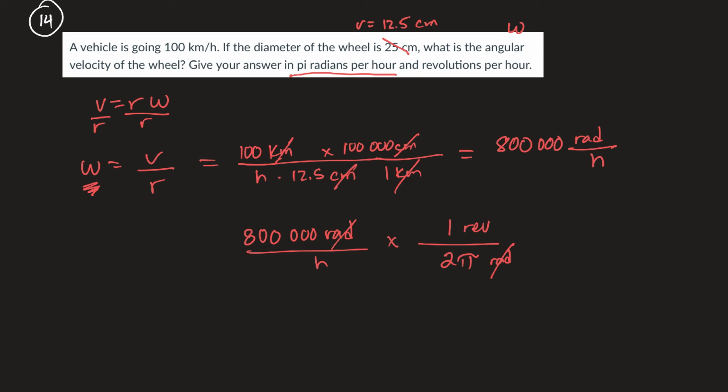Now I can just divide that by 2 pi. It gives me something like 127,389 revolutions, about. So that's how many times the tire would go around, that is, revolutions per hour in 1 hour. Okay, so that's that question.